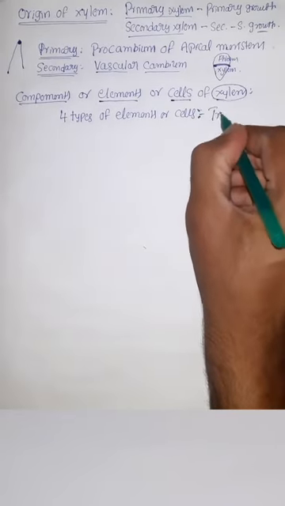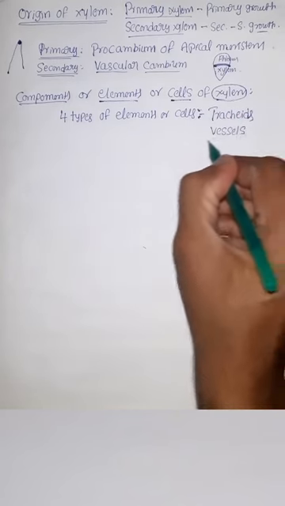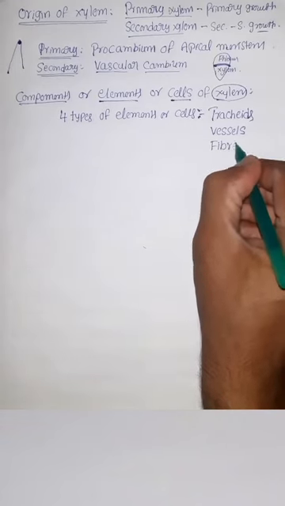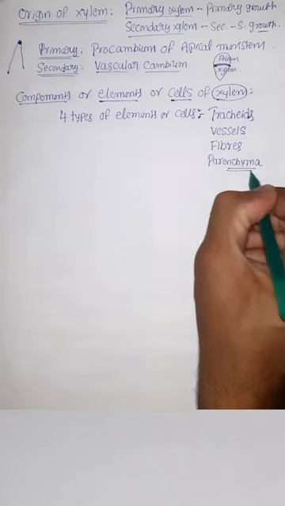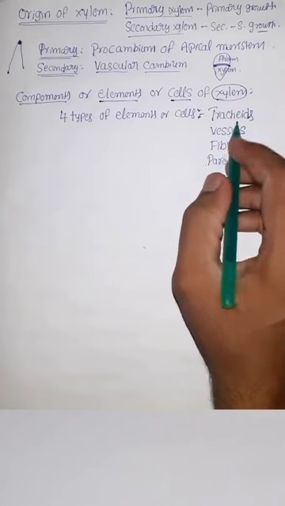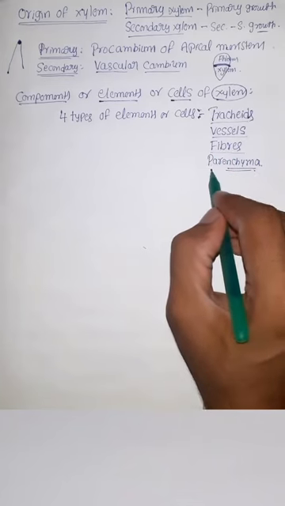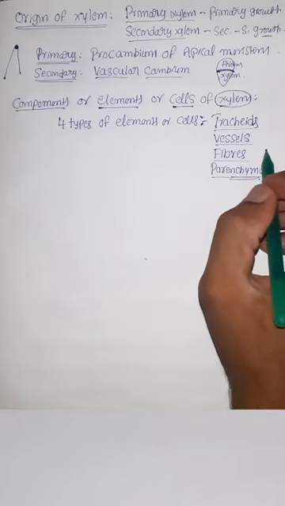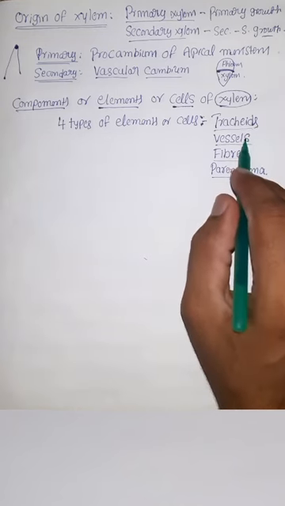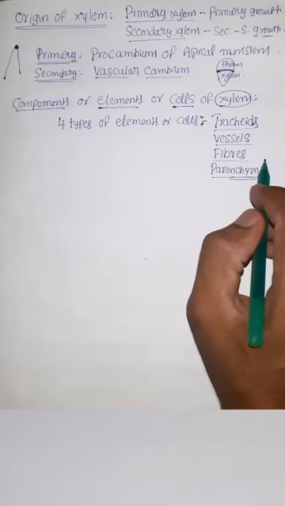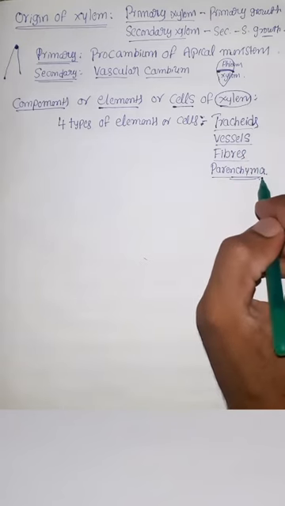They are tracheids, second one is vessels, third one is fibers, fourth one is parenchyma. These are all present within xylem. That's why they are also called xylem tracheids, xylem vessels, xylem fibers, xylem parenchyma. They are all nothing but cells only, but based on the structure and functions, they are named in different ways. Now we will see in detail about tracheids, vessels, fibers and parenchyma.